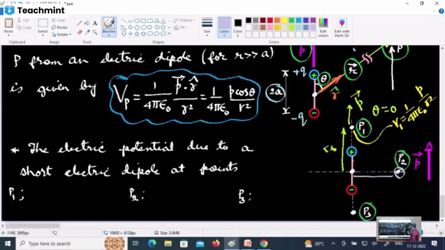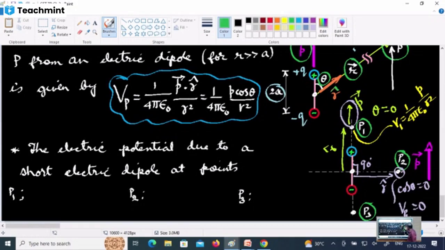For this point, R cap vector is that way. P vector is already this way. Angle between the two is 90 degree. Cos theta, which is cos 90, will become 0. When cos 90 is 0, cos theta is 0. The potential at this point, P2, is 0.